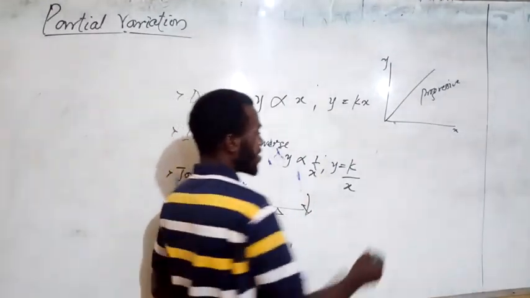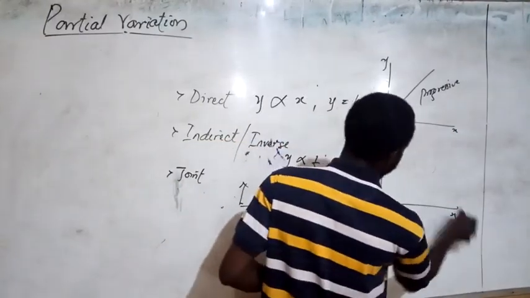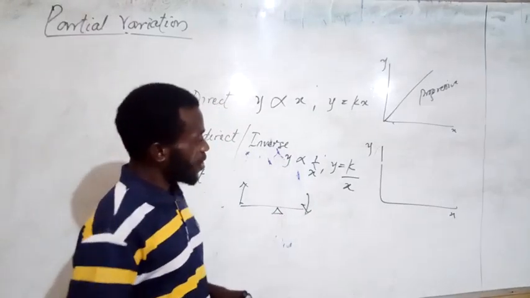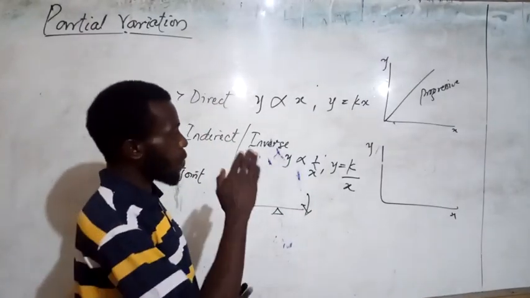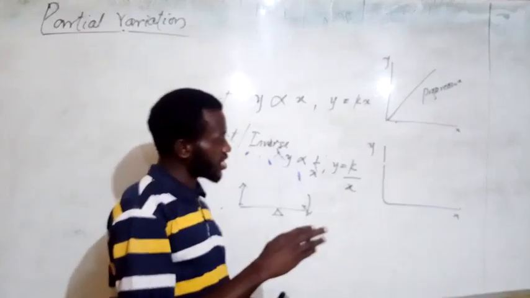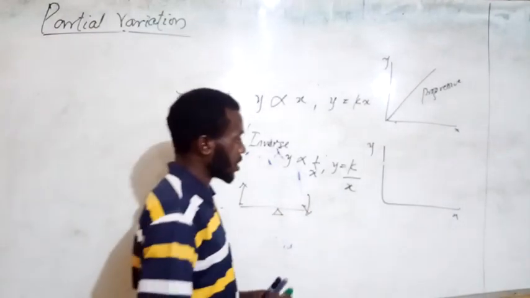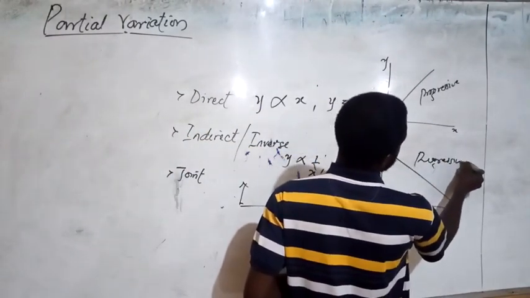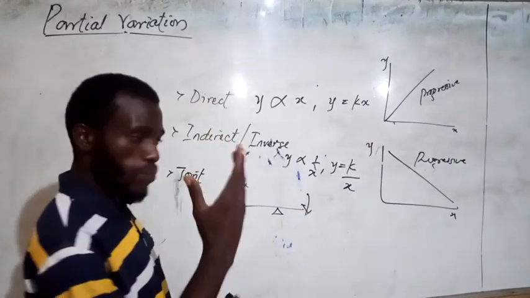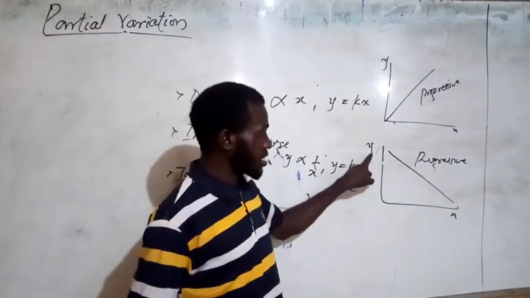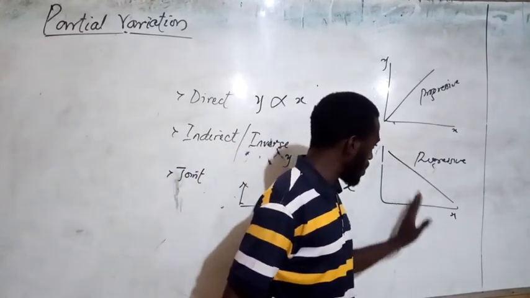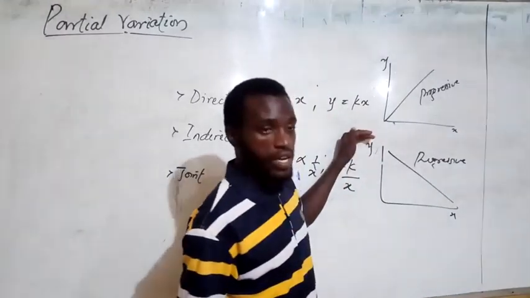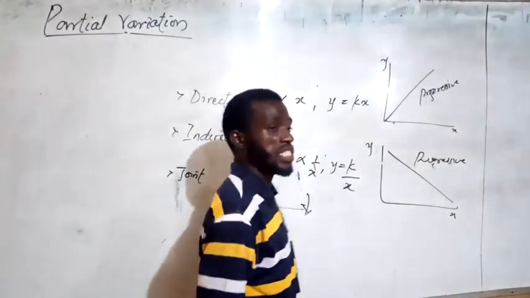And of course, the graph is going to be like this. We have y and x there. Because it is a reverse relationship, what you're going to find is that as y decreases, x will increase, and vice versa. So you're going to have something like this, a regressive graph. So the graph is regressive instead of progressive. You can see that although the x value here is increasing as you tend to the right, the y value is actually decreasing. So this is an indirect variation.